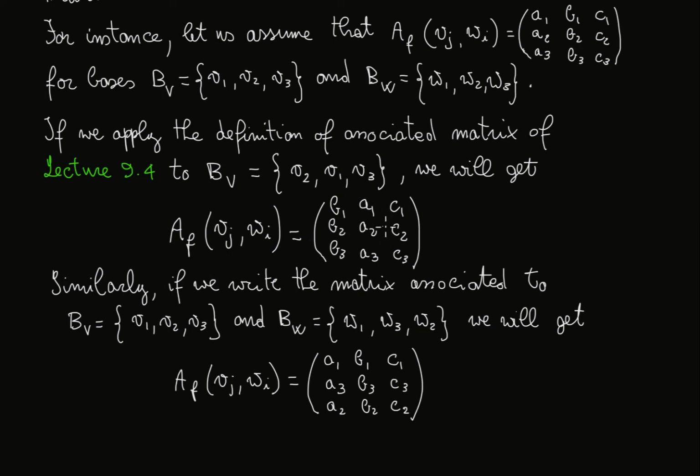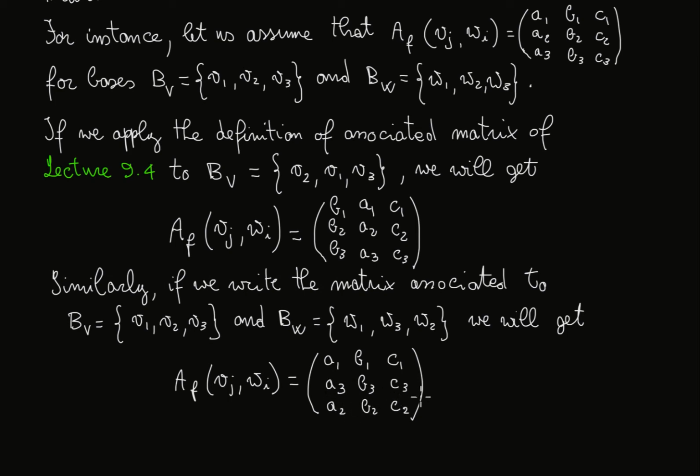But this matrix is completely different than this one. And similarly, if you write the matrix associated to V1, V2, V3, and W1, W3, W2, so I'm permuting the second and the third vectors of the basis of the codomain, then what will we get? We will get this new matrix in which we have permuted the second row with the third row.